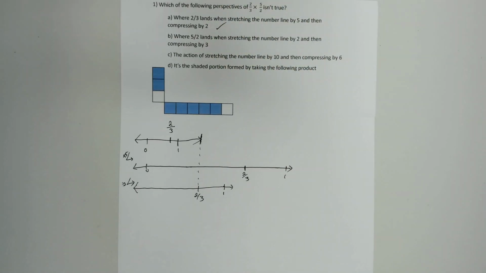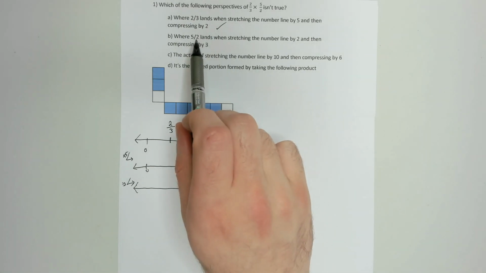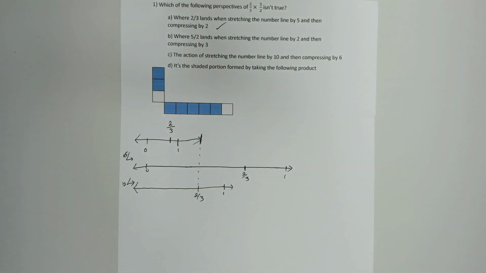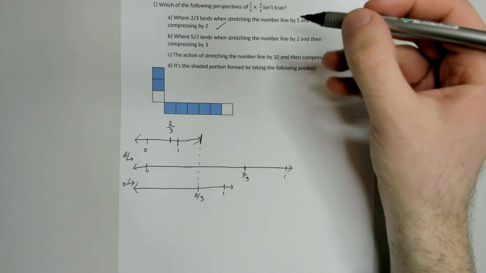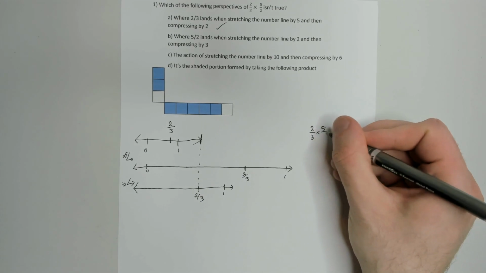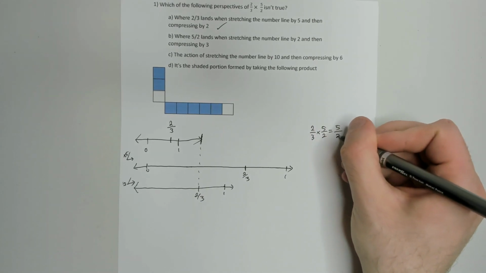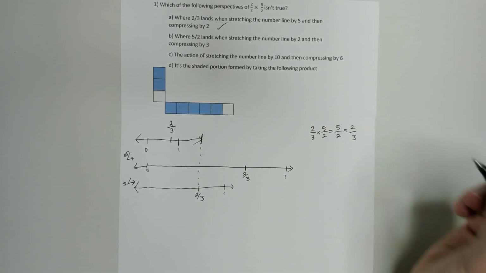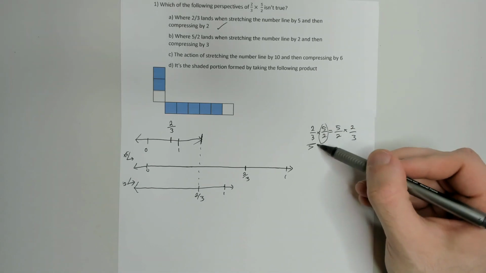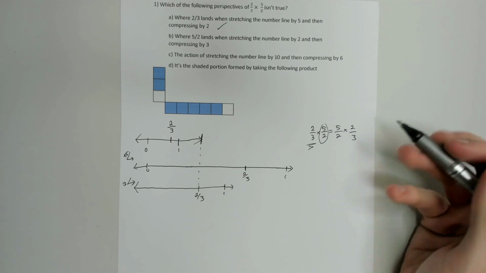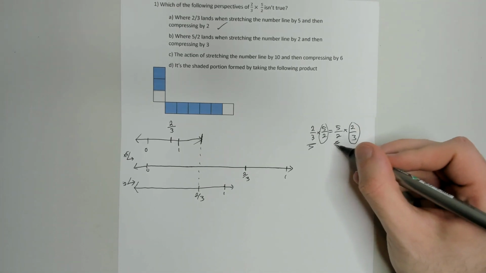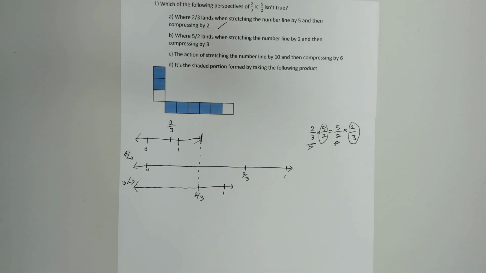For part B, it's similar, but it's just in the other order now, right? It's where 5/2 lands when stretching the number line by 2 and then compressing by 3. So it just changes the order of how we're looking at this. We know that 2/3 times 5/2 is the same thing as 5/2 times 2/3, right? It doesn't matter the order in which you multiply things. So if this order doesn't matter, we can equally think about doing this double action to the 2/3 as we can think about doing this double action to the 5/2. So it's going to give us the same thing.